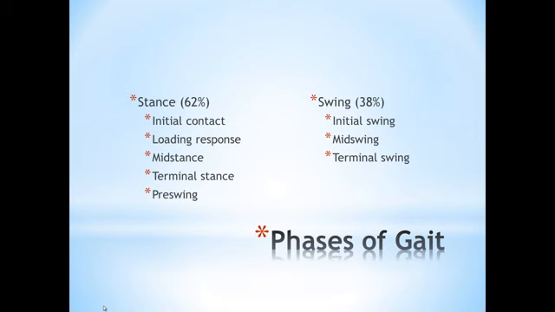Pre-swing is a rapid unloading of the limb, and it occurs as the weight is transferred to the contralateral limb, and it's the second period of double limb support. So initial swing is when the thigh begins to advance as the foot comes off the ground. So now that leg is moving forward. At mid-swing, the thigh continues to advance and the knee begins to extend, and this is where the foot has to clear the ground. At terminal swing, the knee extends and the limb prepares to contact the ground, prepares for initial contact.